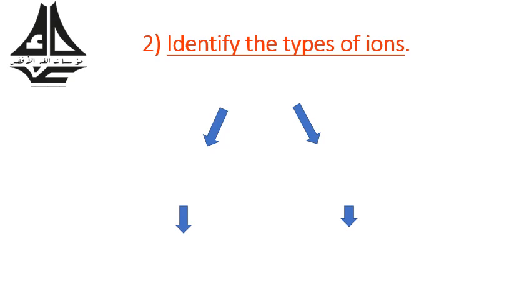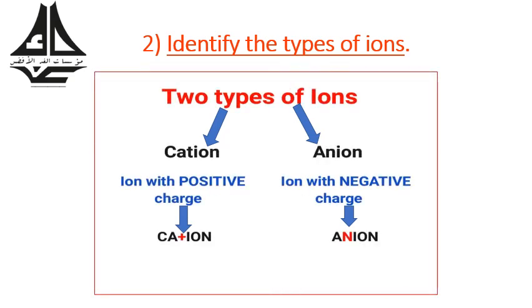Objective number 2, identify the type of ions. So we have two types of ions, cation or anion. A cation is an ion with a positive charge, and an anion is an ion with a negative charge. And you can realize here the t in cation stands for plus, positive, and the n in anion stands for negative.